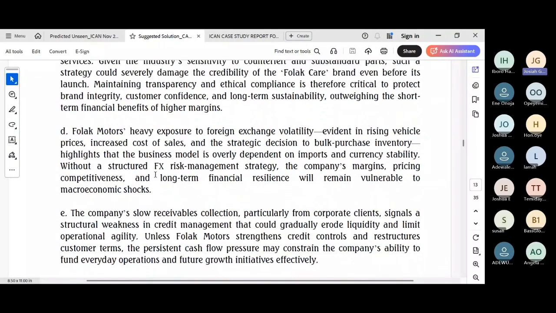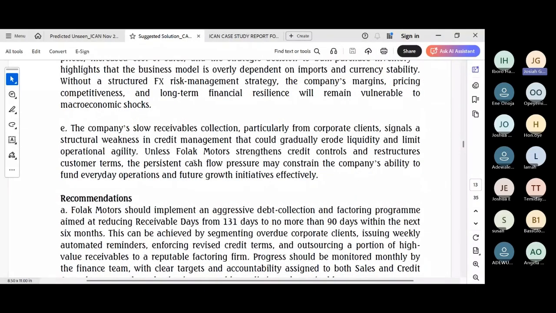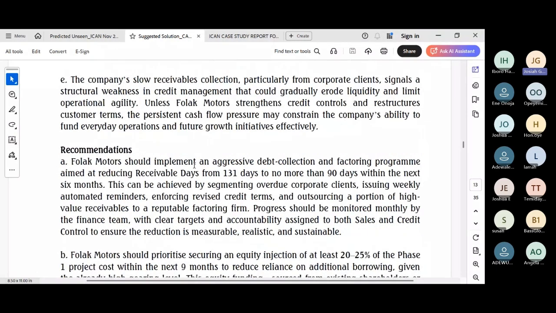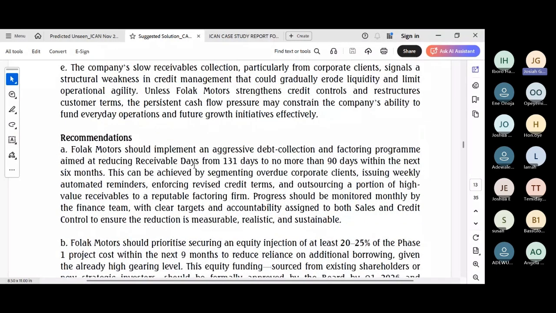Also, the fourth one is on high exposure to Forex. Concluded on that. Slow receivables is the fifth one. So if you have 4 conclusions, you've achieved superior achievement. And for the recommendations, you are attending to the conclusions. What's the solution to what you concluded?